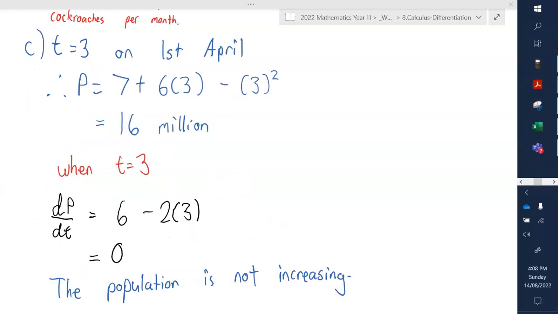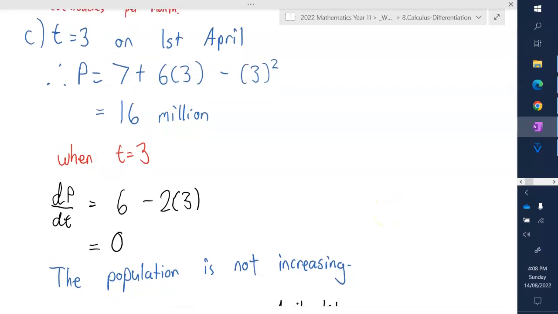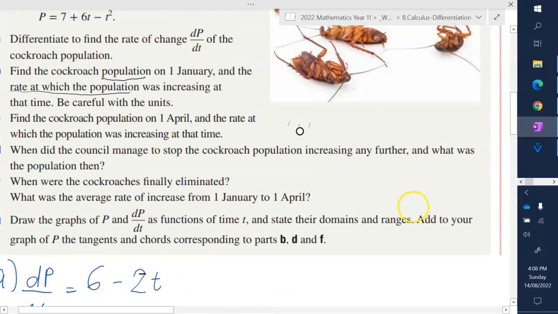What it also wanted us to find out at t equals 3 was dP/dt, so what the rate was at that same time on the 1st of April. I'm popping in my t value into the dP/dt equation. I end up with 6 minus 2 times 3, which is 0. So that is where the population is not increasing at all. If we were to graph that equation, that would be the stationary point of that equation, and it's got 0 gradient. And that's going to help us out with D.